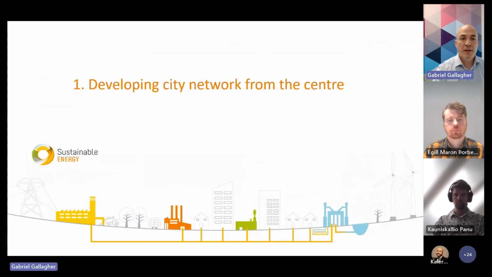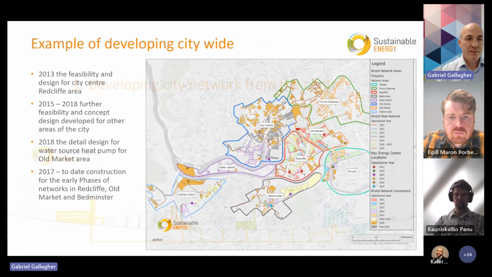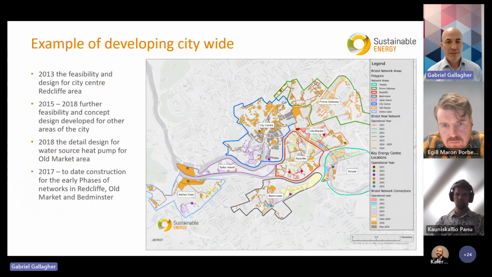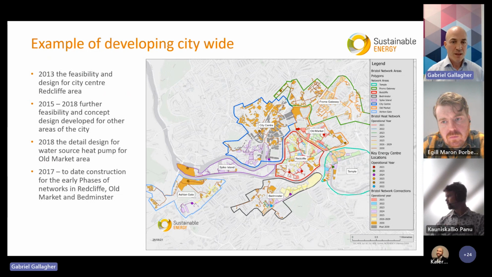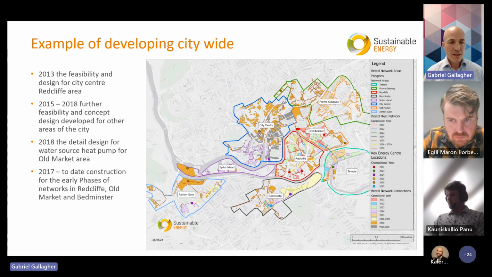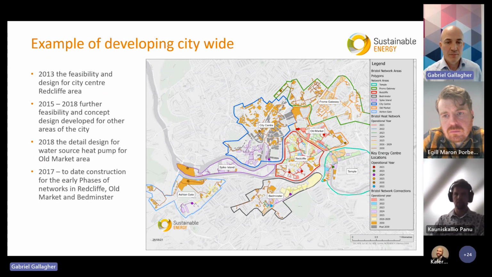So first off, developing a heat network from the centre, which is basically our Bristol example here. Way back, I guess 10 years ago, we started looking at that red area in the middle there, which is called Redcliffe. So the initial feasibility and design for the scheme at that time, heat networks in the UK were really focused on where is the high intensity of heat and starting there. From 2015 through to 2018, all the further areas of the city were developed and feasibility studies put around that, with construction starting around 2017, building out the 3 networks in the centre, which we call Old Market, Redcliffe, and Bedminster.